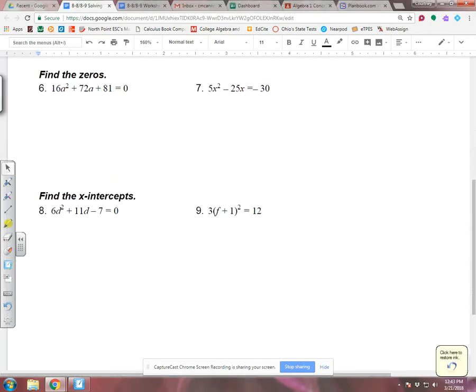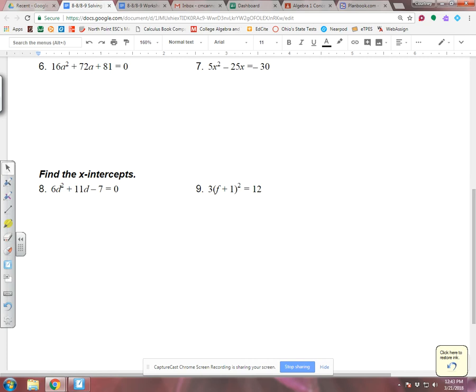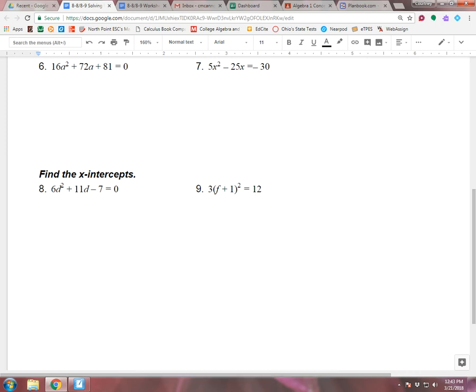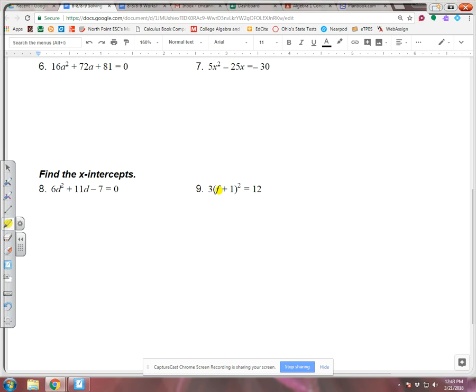All right, last two, it says find the x-intercepts. Finding the x-intercepts is the same as finding the solution, is the same as finding the root, is the same as finding the zeros. I'm going to skip over to number 9 because that one only has one type of f, so I can just isolate it. The first thing I need to do is get rid of that 3. It's being multiplied, so I'll divide. Now I got to get rid of the squared, so I'm going to square root it.